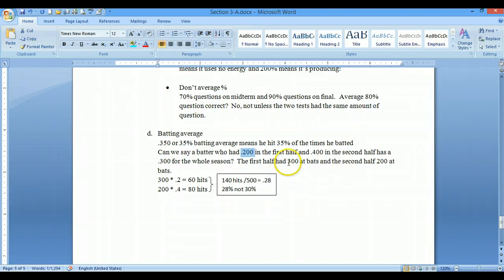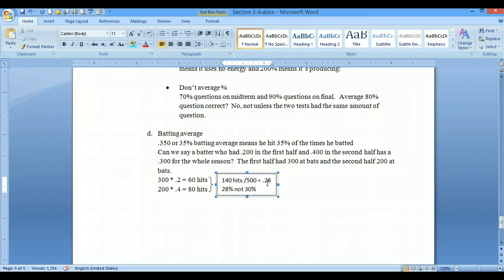So 0.2 times the 300 at bats gives this particular player 60 hits. Then the second half, they had 0.4 and they were at bat 200 times. So 200 times 0.4 equals 80 hits. If I wanted to average these, I need to find the total number of hits, which is 140, over the total amount of times they were at bat. I had 300 at bats and 200 at bats. That's 500 at bats. That's 140 hits divided by 500 at bats, which is 0.28, not 30%. So remember, don't average the averages.